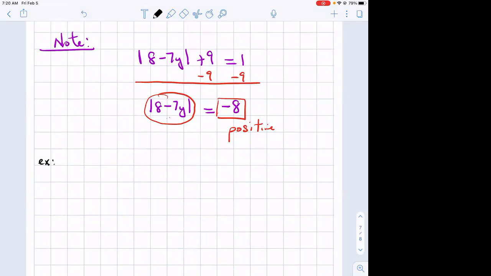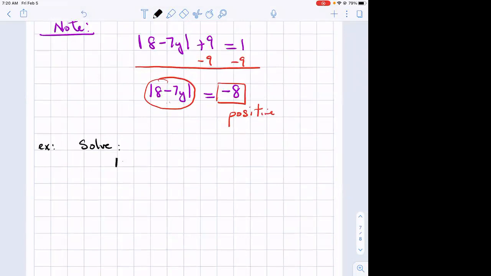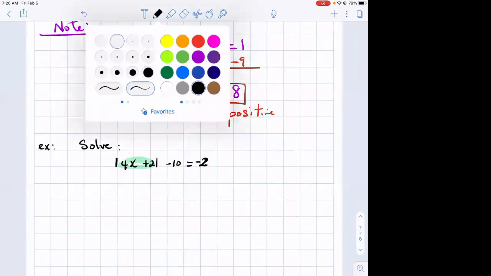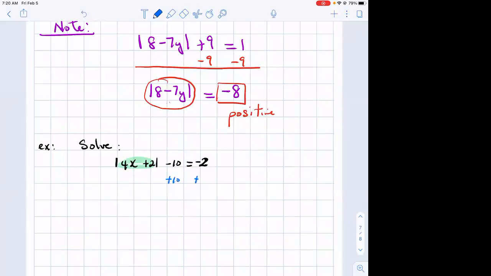The reason I'm saying that is because if you look at my next example, solve the absolute value of 4x plus 2 minus 10 is equal to negative 2. Now, because you see a negative 2 there, you may think, oh, there is no solution. But that's not true, because the absolute value here is not isolated. So the first thing you must do, you have to move that 10. And if you move that 10, you will see that we have the absolute value of 4x plus 2 is now equal to 8.